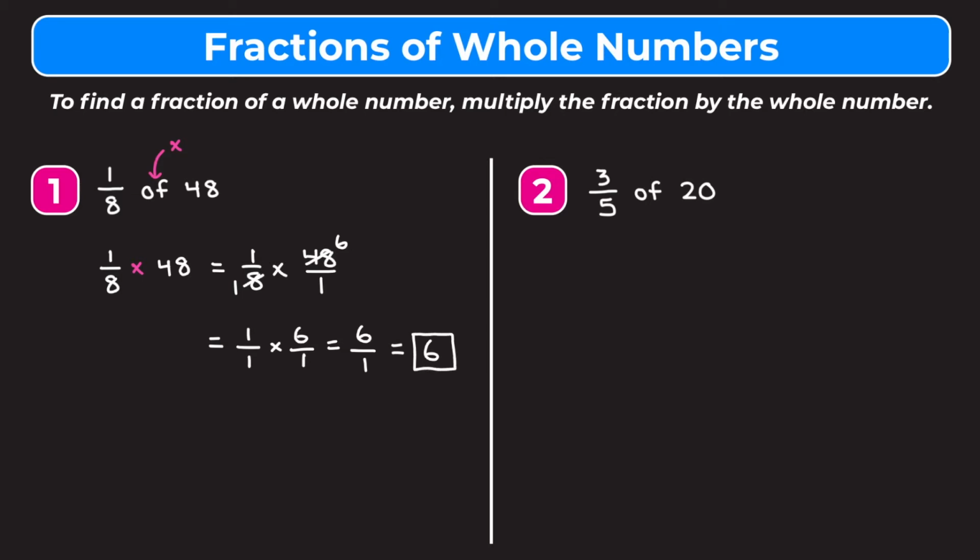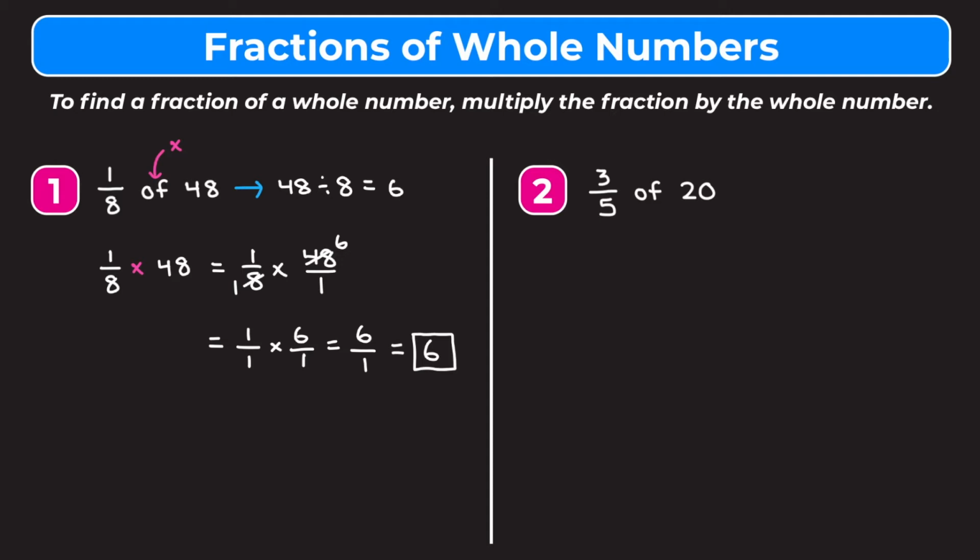Now some of you might be thinking that there's an easier way to solve a problem like this. When the numerator of the fraction is 1, it might just be easier to use a shortcut. If we think about what an eighth of a number is, an eighth just means we're breaking up some number into 8 parts and taking one of those parts. So a shortcut for this problem is you could have just done 48 divided by 8 is equal to 6, and you'll get the same thing: 1/8 of 48 is equal to 6.